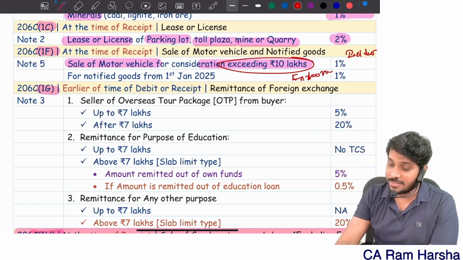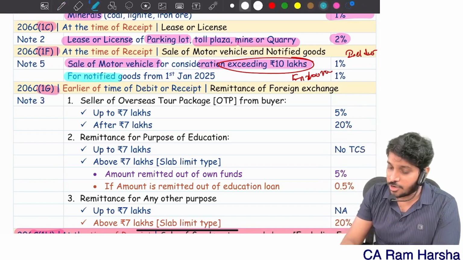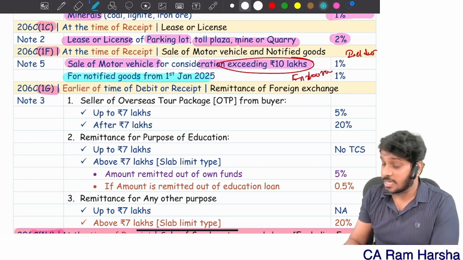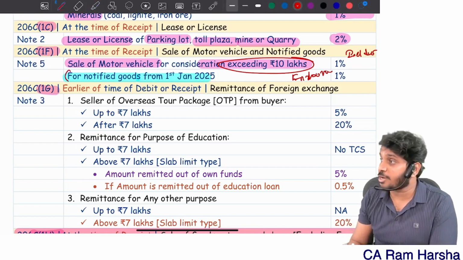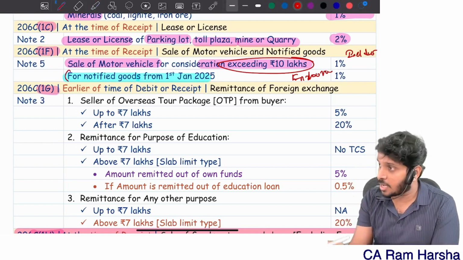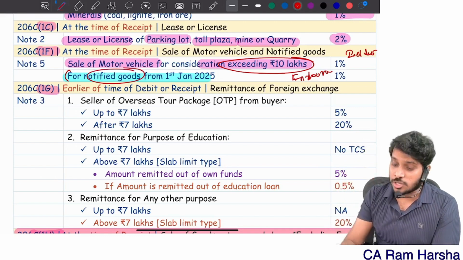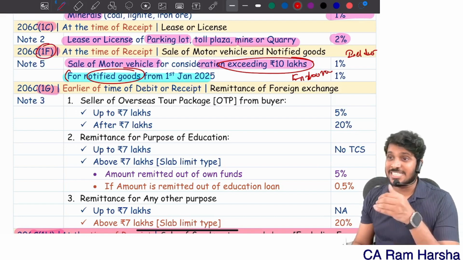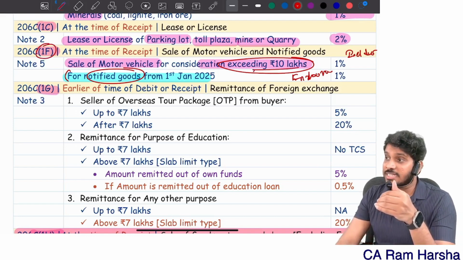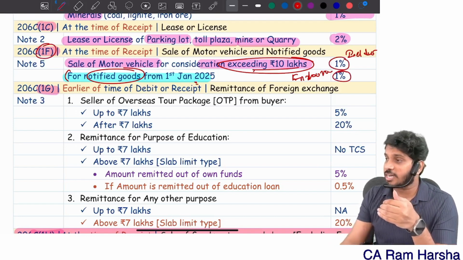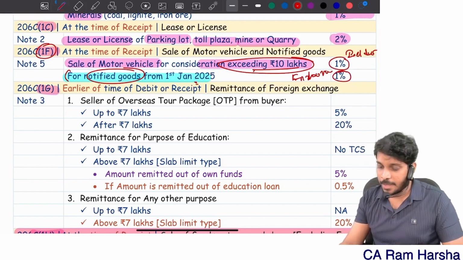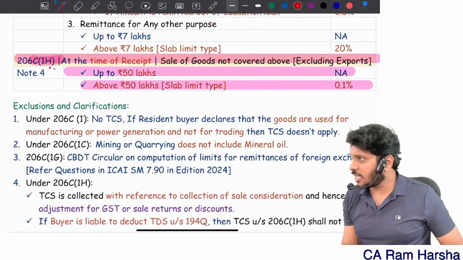Under TCS provisions, every sale value means including GST. Are you clear? Then recently one more point was added for notified goods from 1st January. This was recently added for the first time for the May 25 exams. Latest amendment. Notified goods, what are they? They didn't mention. Notified goods are also covered under 1F, which means a seller has to collect 1% if the vehicle value is exceeding 10 lakh. For notified goods, straight away 1%. Clear? Next, 1H is already over.